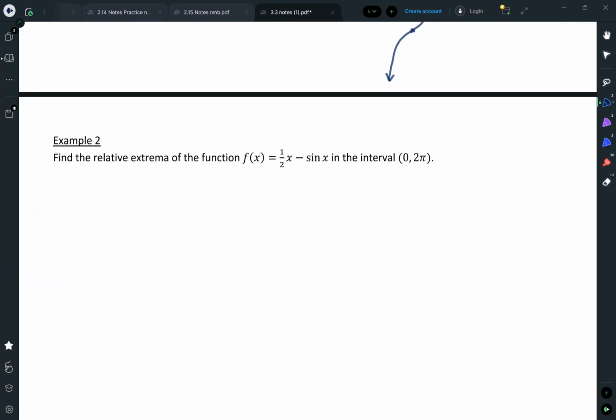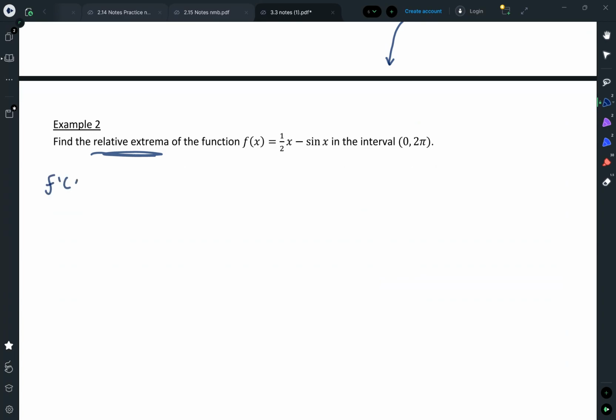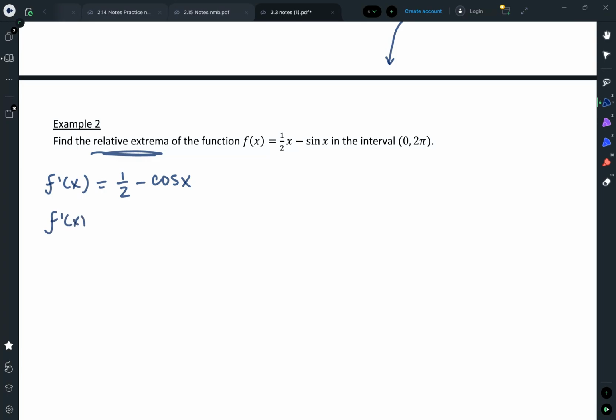Okay, so our last real example we're doing is using trig, which I really like. We need more practice with trig. So same kinds of steps. Oh, this one's relative extrema. So we're looking for relative maxes, relative mins. We've got an interval again. So first step is always to take the derivative, make it equal to 0. So derivative of 1/2 x is just 1/2 minus derivative of sine is cosine. So I want to figure out when this is equal to 0 or undefined.